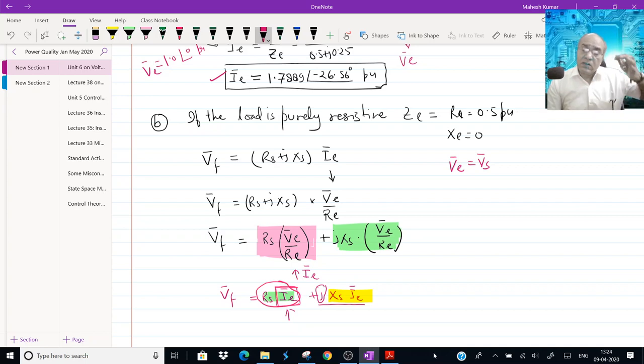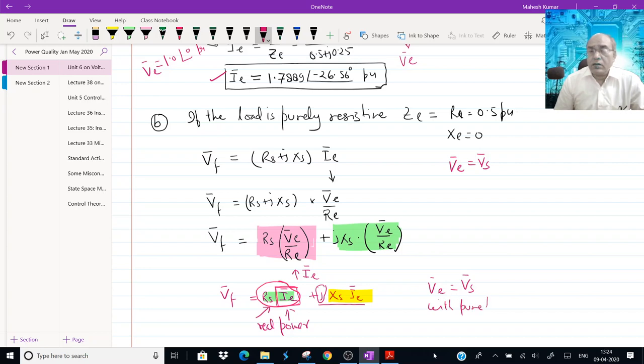If this is purely a real part, then it is not possible to compensate this voltage to 1.0 per unit without the exchange of real power. Real power is being involved when we want to maintain VL same as VS with a purely resistive load. In that case, real power is being involved.